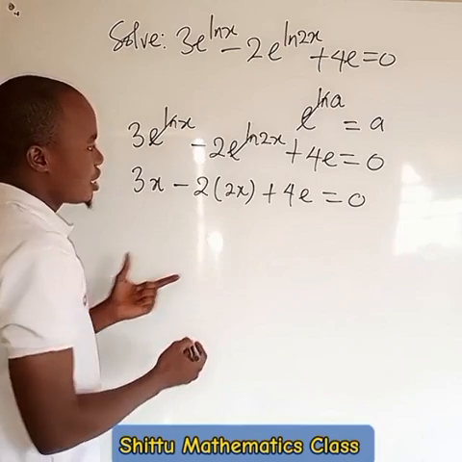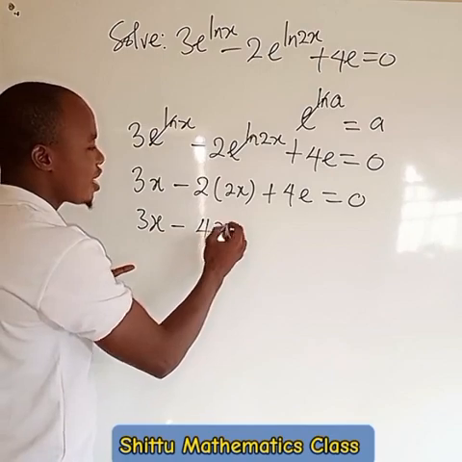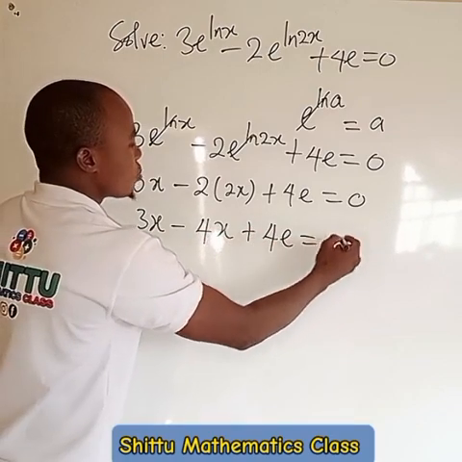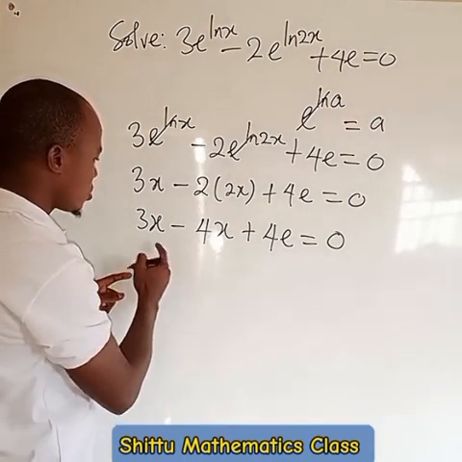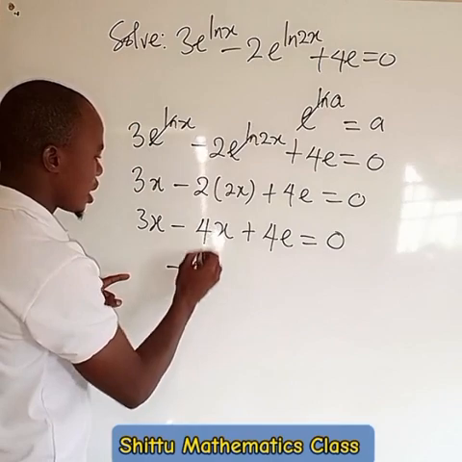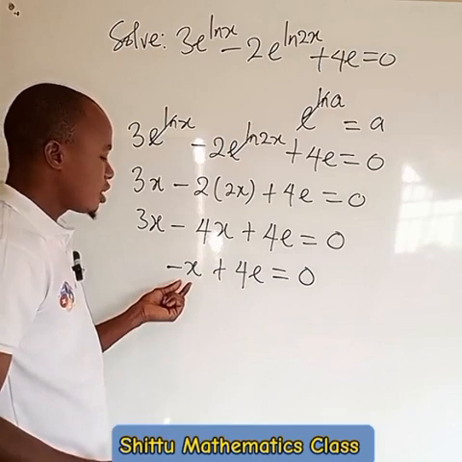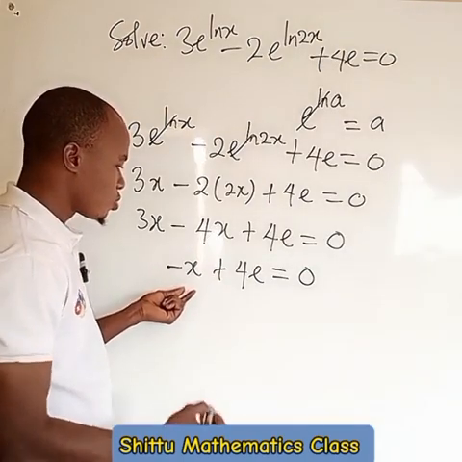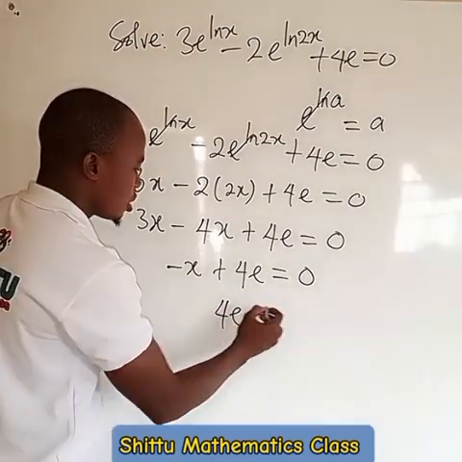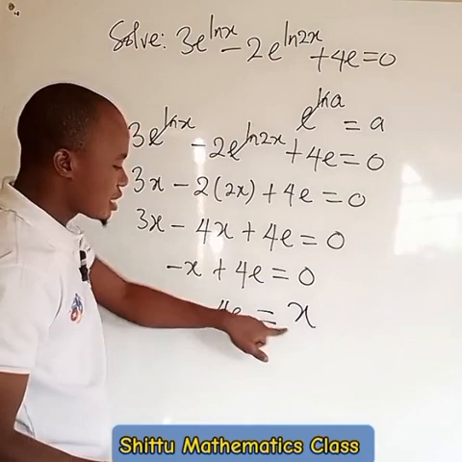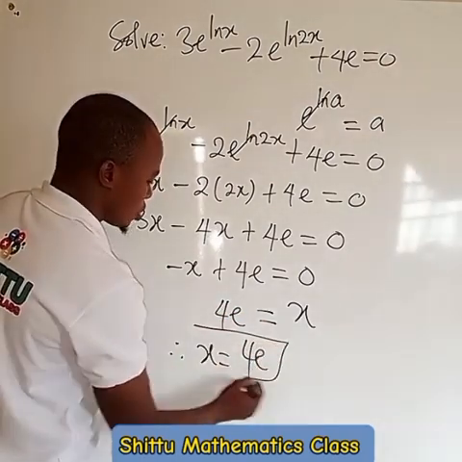So now from here, let's simplify this further. We have 3x minus 2 times 2x, I have 4x, plus 4e equals 0. Then if we compare this, we're going to see that this is going to be minus x plus 4e equals 0. So now from here, you are looking for the value of x. So what am I going to do? I send this to this side. This is going to be 4e equals x. So which shows that x is the same thing as 4e. So we have x equals 4e. And that is the solution to the problem.